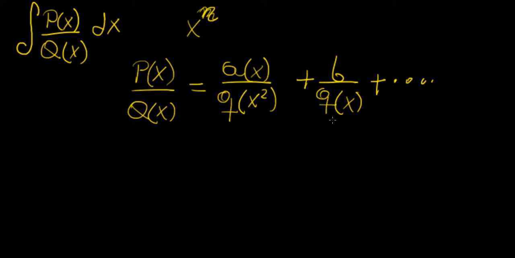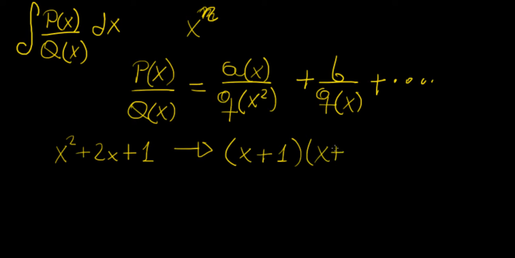Now the second condition that we need in order to perform this kind of integration is that the denominator needs to be a polynomial that we can factorize using exact numbers. So a polynomial that we can factorize would be something like x squared plus 2x plus 1, because we know that we can factorize this as x plus 1 times x plus 1, and there are no decimal or rational numbers involved, so that's just exact numbers.